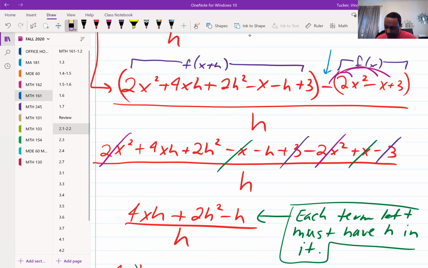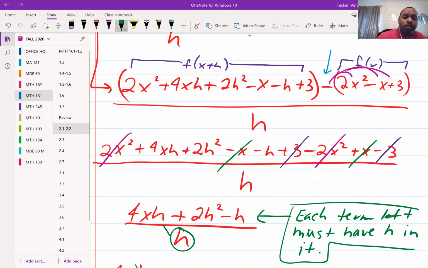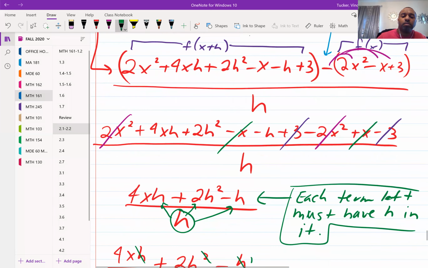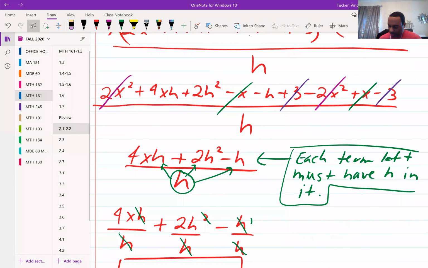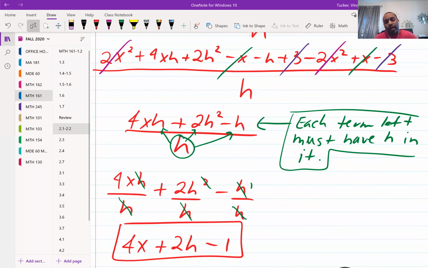All right. So what's going to happen now is that this h goes into each, and we will be able to cancel out or reduce. And that'll leave us with 4x plus 2h minus 1.